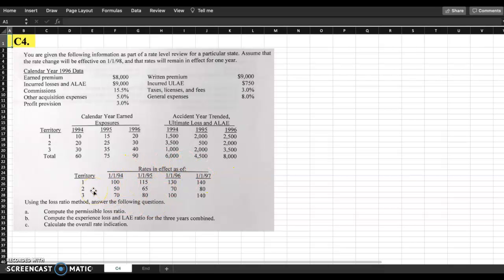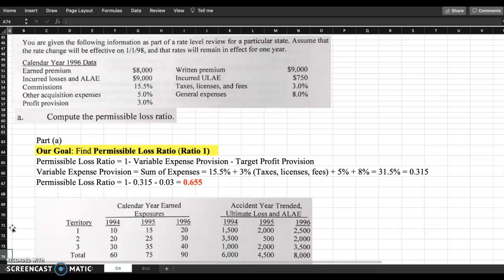So we have all the information we need, and we use the loss ratio method to find out the permissible loss ratio, experience loss ratio for 3 years combined, and we finally calculate the overall rate indication. So once we have the first ratio and the second ratio, we get the final ratio by dividing them. All right, so let's look at the permissible loss ratio first.